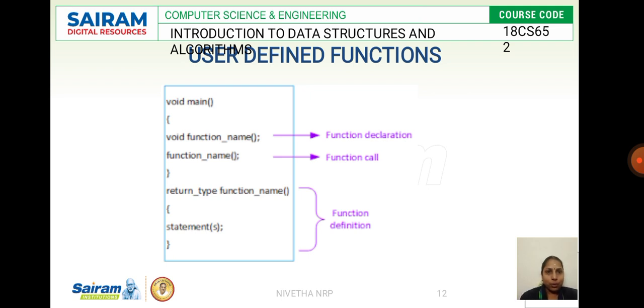And we'll see what is the syntax for a user defined function. We have main followed by a function declaration, then you have a function call, and the definition of that function will be followed by it. This is the syntax of a user defined function.